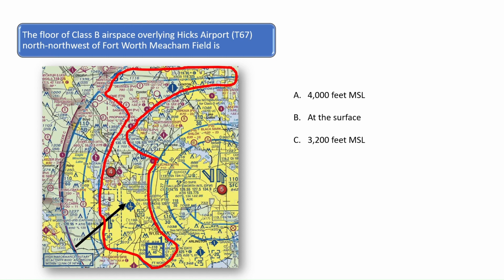The correct answer to this question is 4,000 feet MSL, since that is the floor of the Class Bravo airspace in the area to the northwest of Fort Worth Meacham Field.